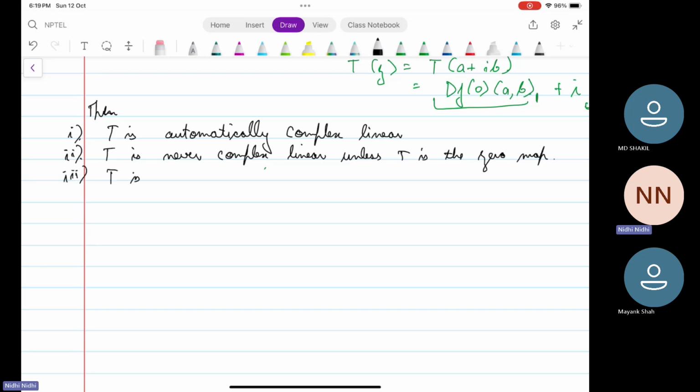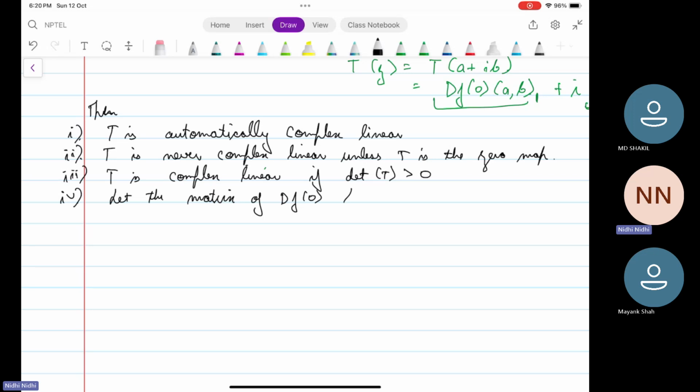T is complex linear if determinant T is positive. Let the matrix of df0 be A, B, C, D, then T is complex linear.